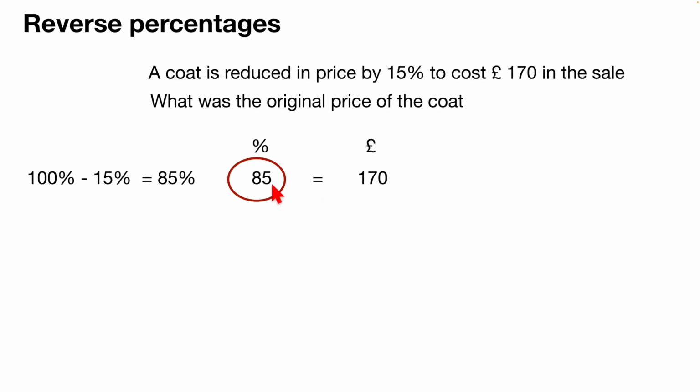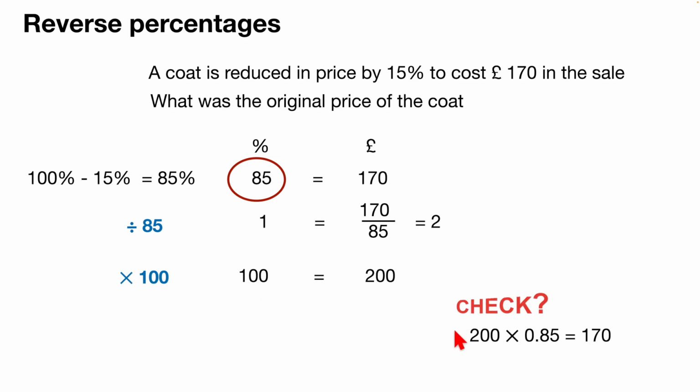I need to get this 85 up to 100, because I want to know what the 100% of the original price is. So I will divide by 85. 85% divided by 85 gets me 1%. 170 divided by 85 is equal to 2. So 1% is equal to £2. Times 100, 100% is equal to 200. Again, we've taken 85 divided by 85 to get 1 of the thing we want. And then we've multiplied by 100 because we want to have 100% of the original price.